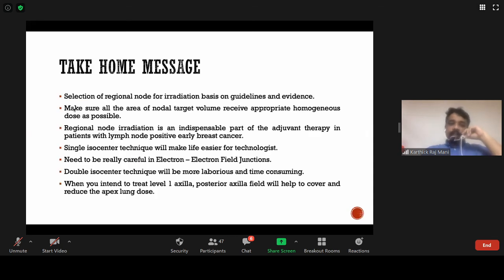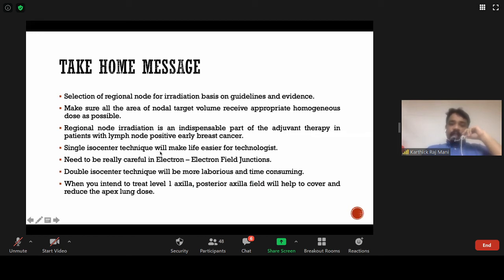My take-home message is that selection of regional nodes for irradiation is purely based on guidelines and evidence. As a radiation oncologist, you need to know clearly when you should treat and when you should not treat. Make sure all the target nodal volumes receive an appropriate, homogeneous dose distribution as much as possible. And recurrence patterns give you a clear idea where regional recurrence happens, so you need to take care of that area very carefully.